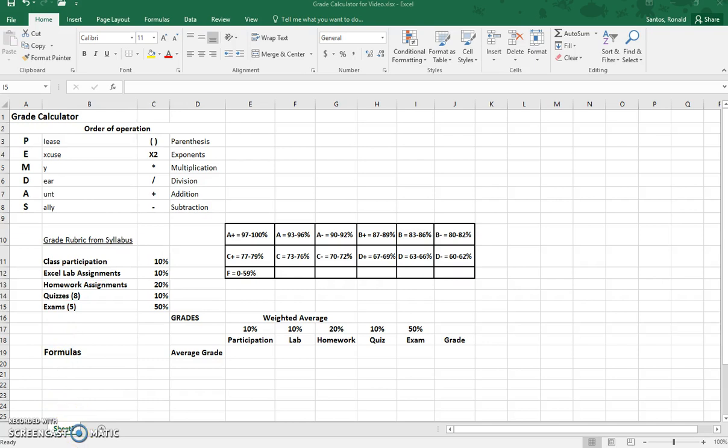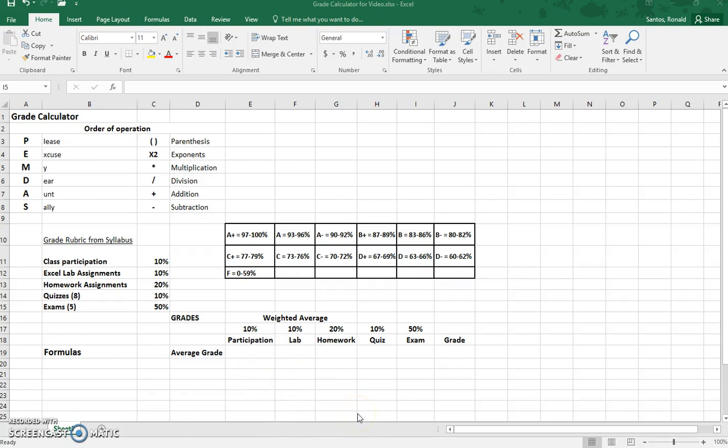So we have class participation, 10%, Excel lab assignments, 10%, homework assignments, 20%, quizzes, there's a total of 8 of them, for 10%, and exams, a total of 5, at 50% of your grade. This is a weighted average. And what we'll be using is down here in this grade platform.